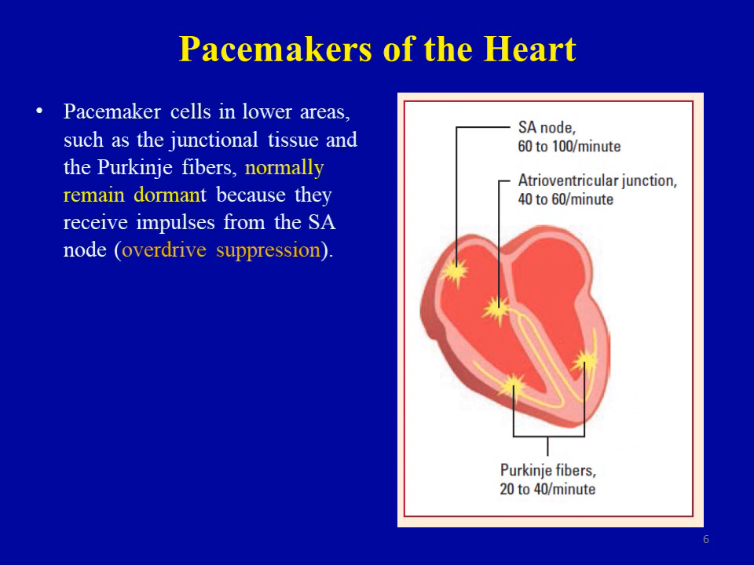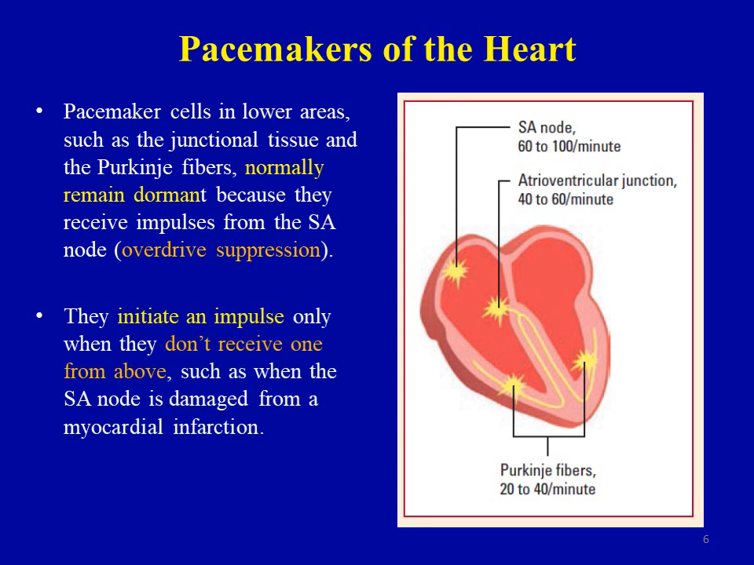So the pacemaker cells in the lower areas, such as the junctional tissue and the Purkinje fibers, normally remain dormant because they receive impulses from the SA node. The SA node has the highest firing rate, and this will cause overdrive suppression to the lower or more distal components of the conduction system of the heart.